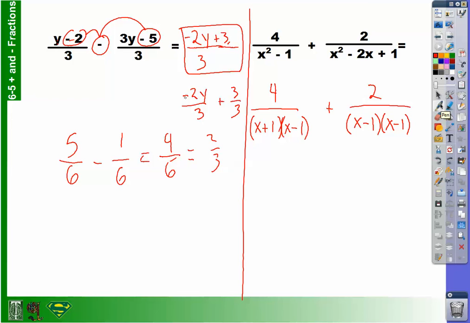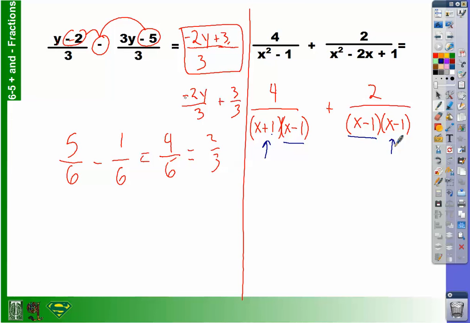So what is my common denominator for this one? x minus 1. Well, we have an x minus 1 in both of them, right? We have an x minus 1 here, we have an x minus 1 here. But wait a second. That only accounts for one of the x minus 1s, and it doesn't account for the x plus 1, does it? So my common denominator is going to have to include 1 x plus 1, and it's going to have to include 2 x minus 1s, doesn't it?